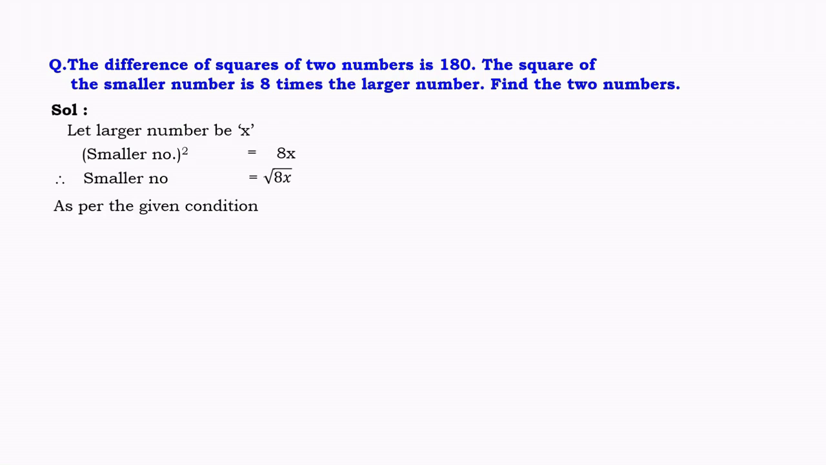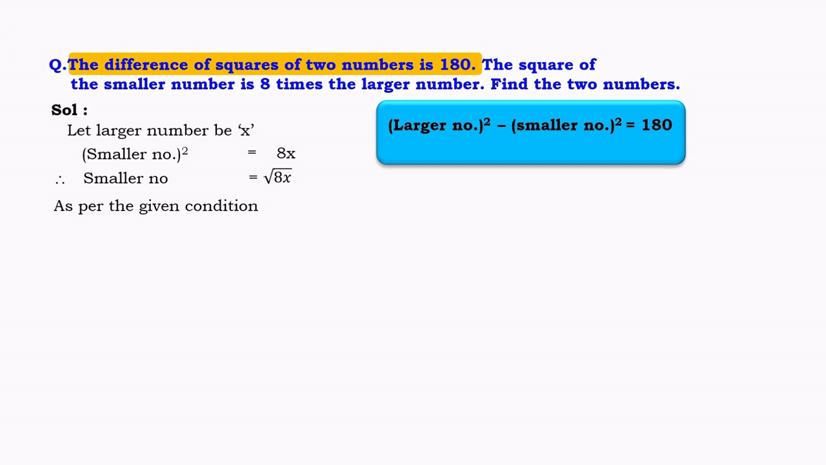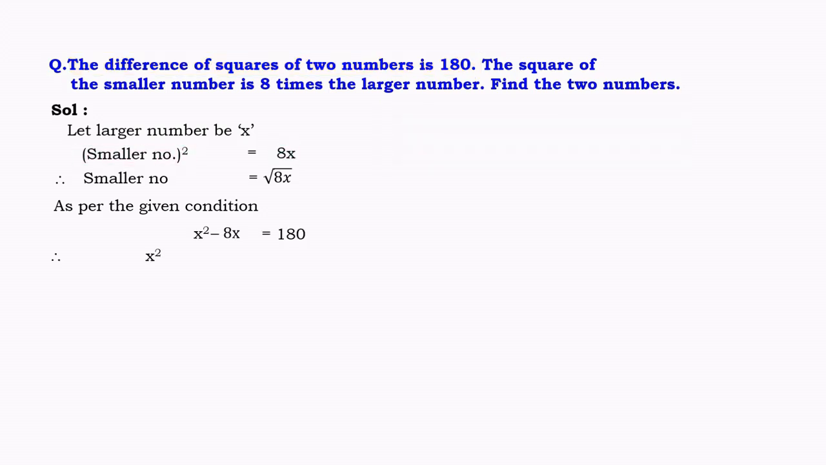Now let us use the first condition. The difference of the squares of the two numbers is 180. That means square of the larger number minus square of the smaller number equals 180. Substituting the values, we get x squared minus 8x equals 180. Bringing all the terms to one side, we obtain x squared minus 8x minus 180 equals 0.